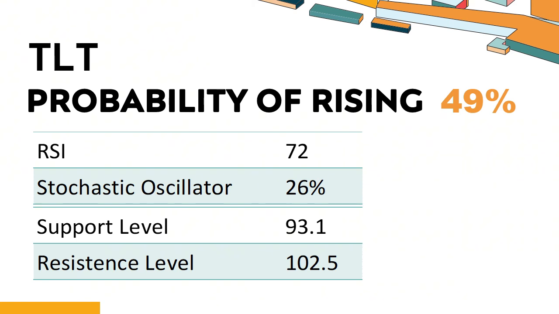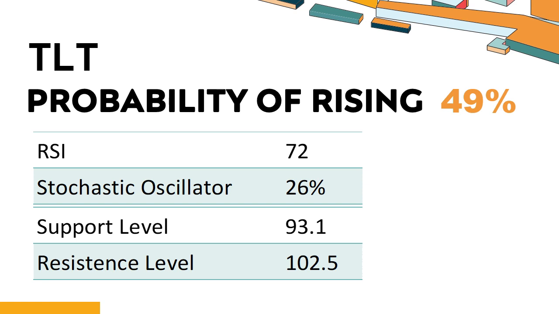Trend outlook. TLT has a 49% probability of rising stock price. When the probability of rising is lower than 50%, it means that the probability of falling is relatively high. If the probability of rising is higher than 50%, it means that the probability of stock rising is relatively high.